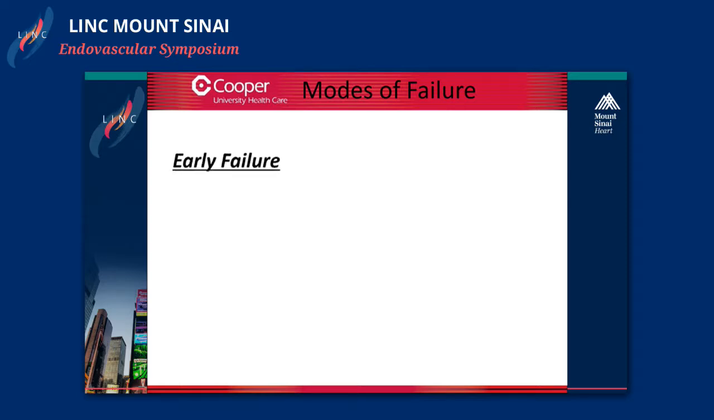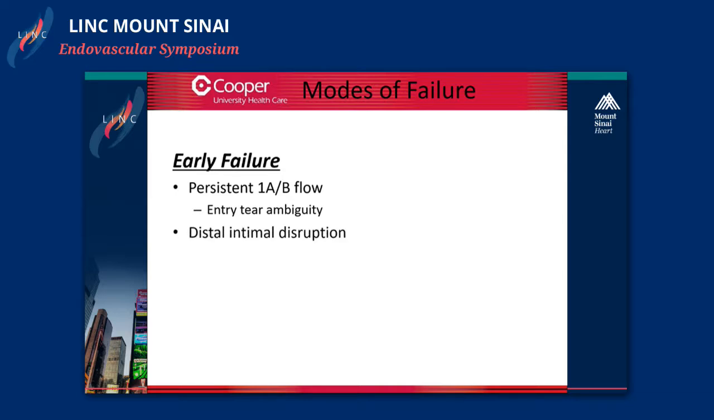There are early modes of failure, which encompass persistent 1A or 1B entry flow into the dissection plane, into the false lumen. A lot of this is secondary to entry tear ambiguity. And the reason is you're not quite sure where that entry tear is. You thought you knew, and all of a sudden you realize you didn't know after that first CAT scan or your subsequent arteriogram. Distal intimal disruption is another frequent flyer.